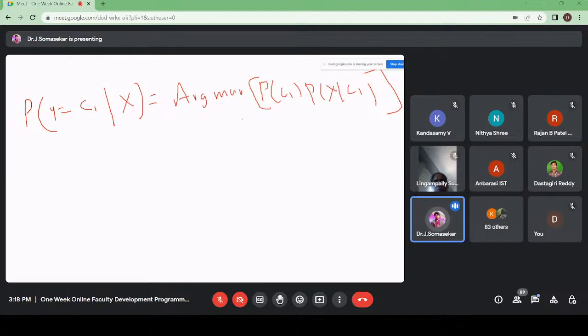What is the difference between max and argmax? Max is nothing but the maximum value. Argmax means the variable value corresponding to the maximum value. Suppose the classes we have are C1, C2, like this. The maximum value is, let us assume, for C1, and the corresponding argmax, the final output, is nothing but C1. This is the final classifier.